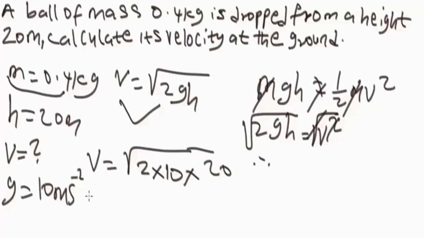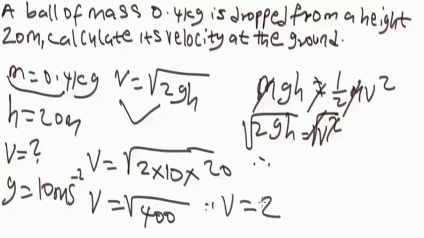Alright, so let's simplify. V will be the square root of 20 times 10, which gives us 200, and 200 times 2 gives us 400. So the square root of 400 gives us 20. Therefore our velocity will be 20 meters per second, and that will be the answer to this question.